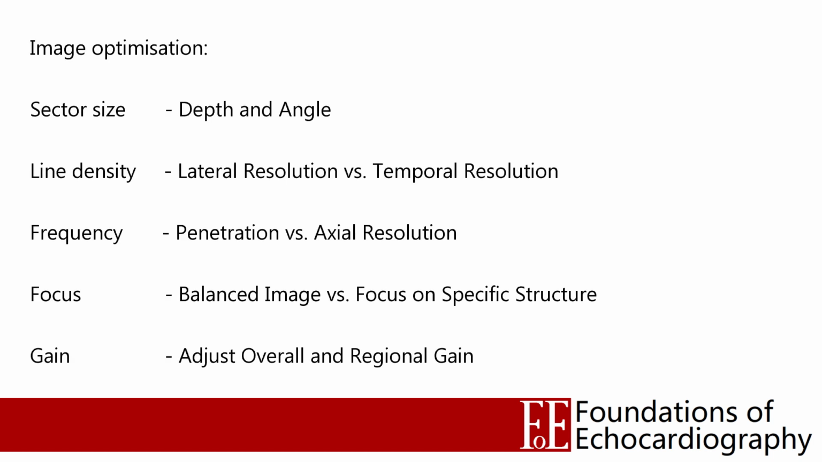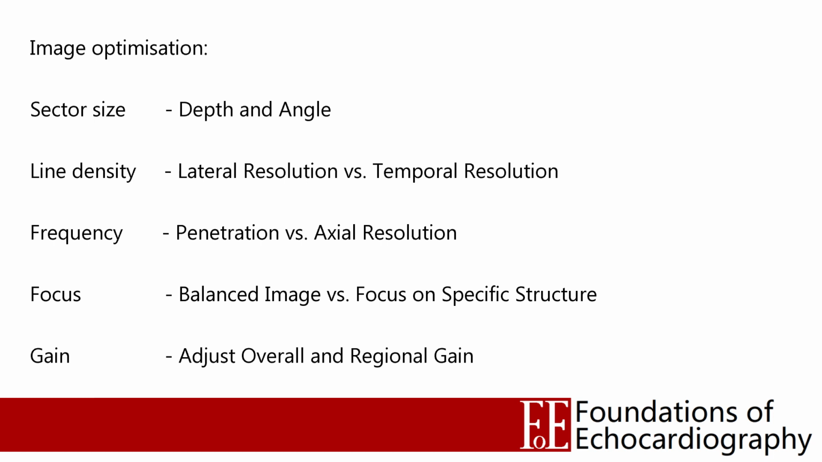Alright, now let's put all of that together and consider all of the controls that the level 1 sonographer needs to master to produce optimised images. So first of all, you're going to think about your sector size. How deep do you need to image? What's the ideal sector angle? Remember, include all of the structures that are of interest to you, but don't include anything else.